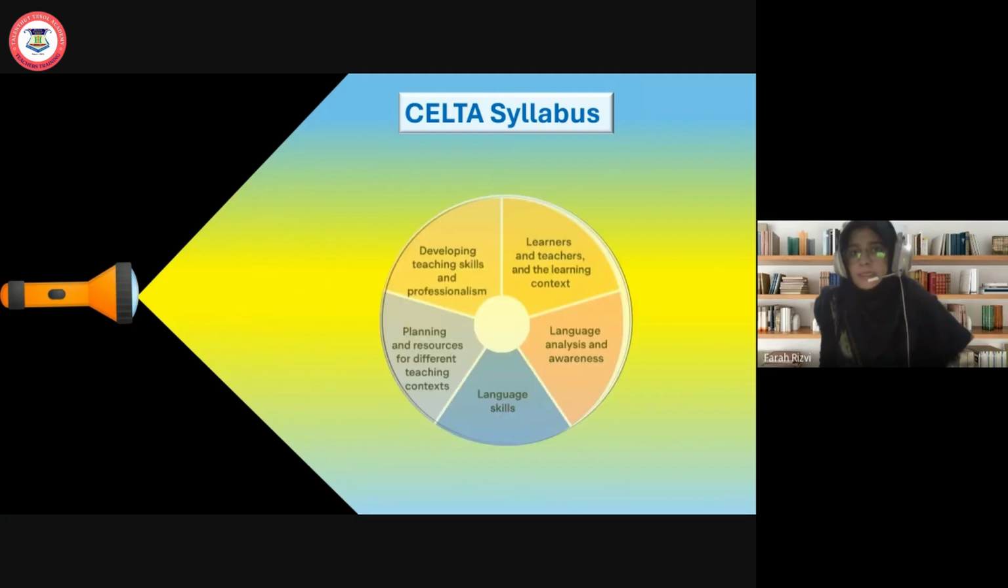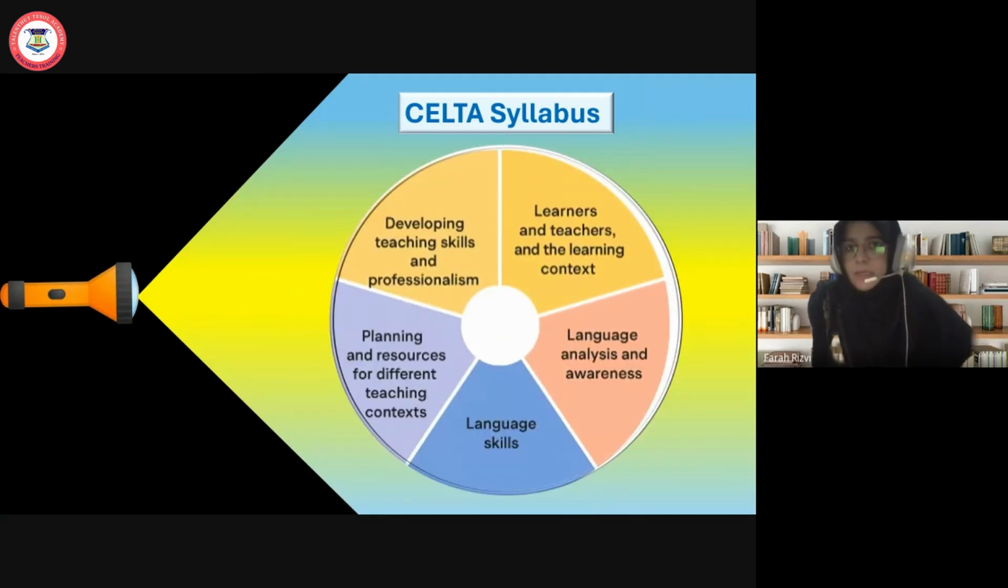Let's discuss the CELTA syllabus. The CELTA syllabus has five main components. Number one, learners and teachers and learning context. This component deals with learners, their background, their age, their motivation, their needs, their learning style, their prior knowledge, and everything. Language analysis and awareness is the second most important component of the CELTA syllabus. It talks about a deep awareness of the language and awareness of your learner errors and how to address those errors.